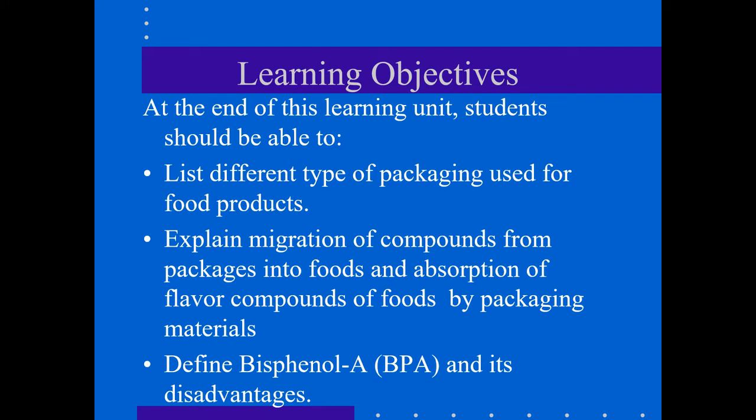The first one is to list the different types of packaging used for different food products. Secondly, to explain migration of compounds from packaging into food, and also absorption of flavor compound of food by the packaging materials. And then the next learning objective is to define BPA and its disadvantages.